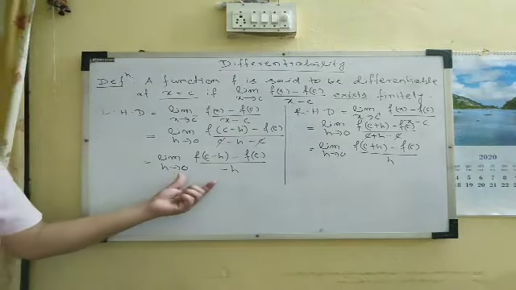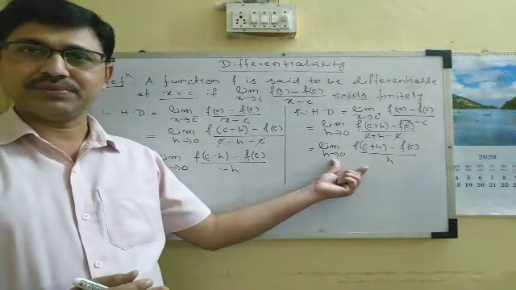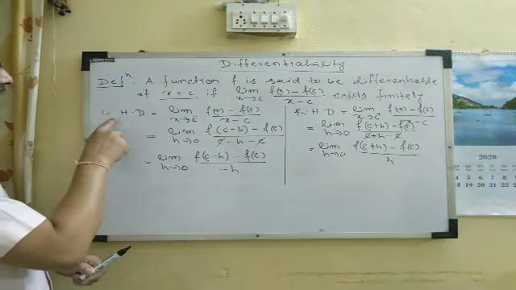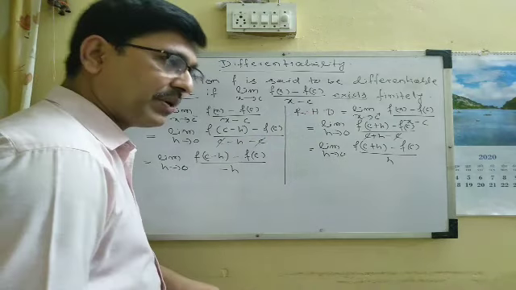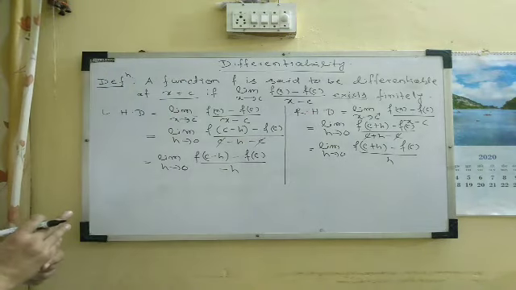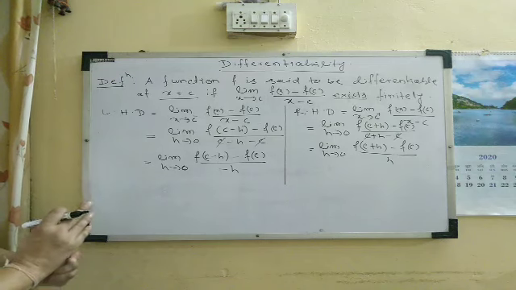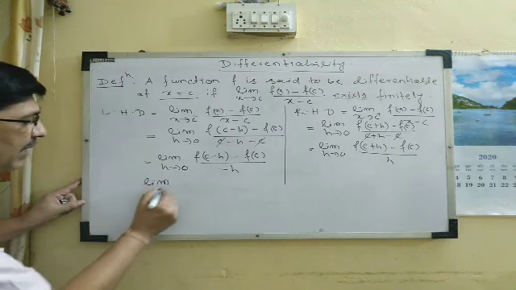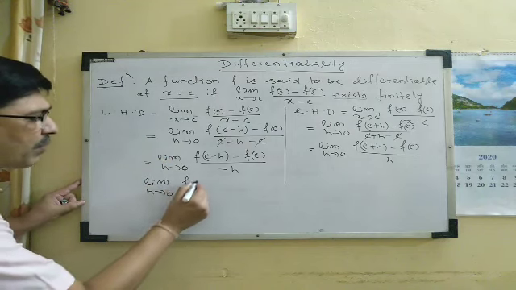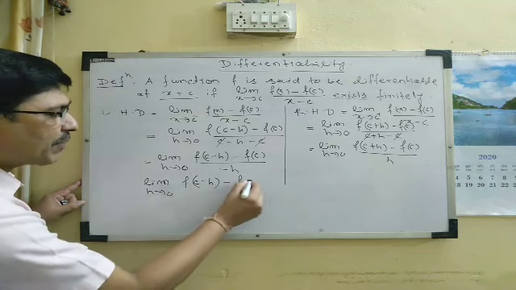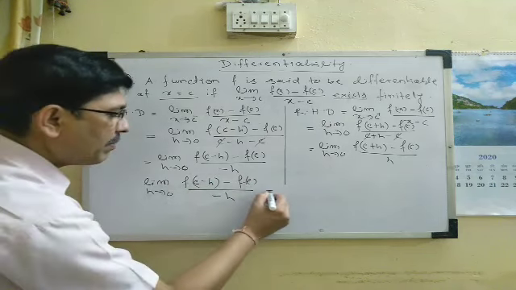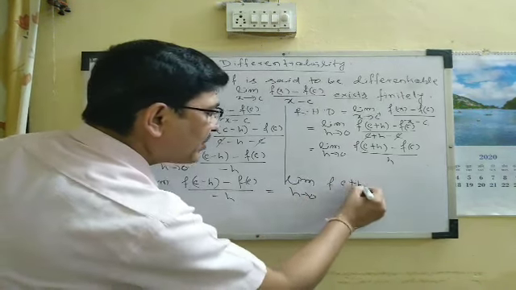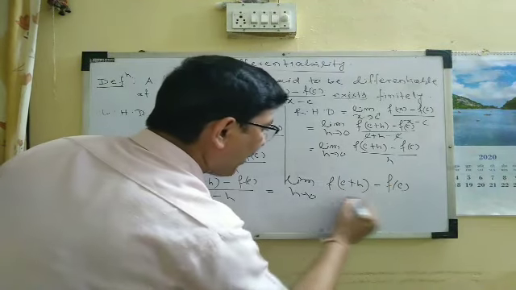Now this is the left hand derivative and this is the right hand derivative. So to make this function differentiable, these two must be equal. Left hand derivative must be equal to right hand derivative. So this is the first condition for a function to be differentiable. This function will be differentiable only when limit h tends to 0, f of c minus h minus f of c divided by minus h must be equal to limit h tends to 0, f of c plus h minus f of c divided by h.